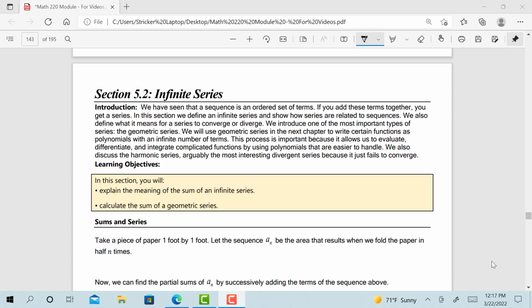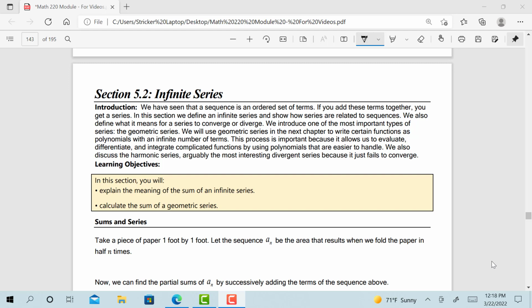This video covers section 5.2, which is titled Infinite Series. We saw in the last section what a sequence was. A sequence, remember, was just an ordered set of terms, and we explored the idea of an infinite sequence, which is an ordered set of an infinite number of terms. Well, all a series is what you get when you add up all those terms from an infinite sequence.